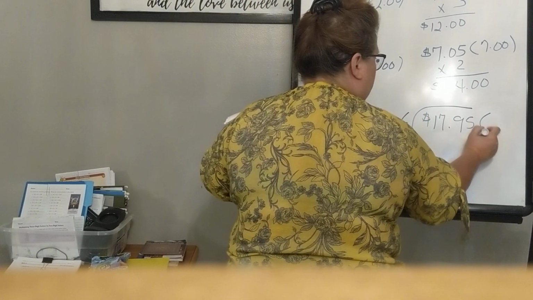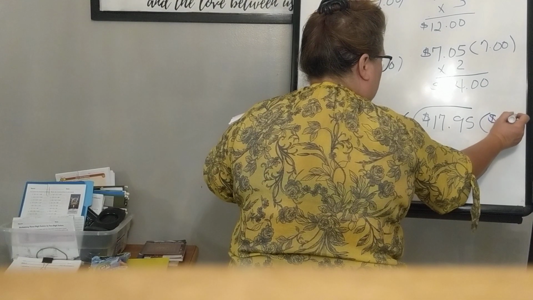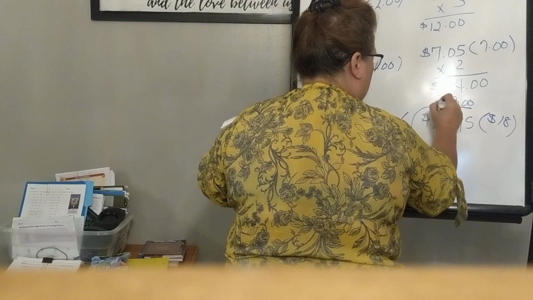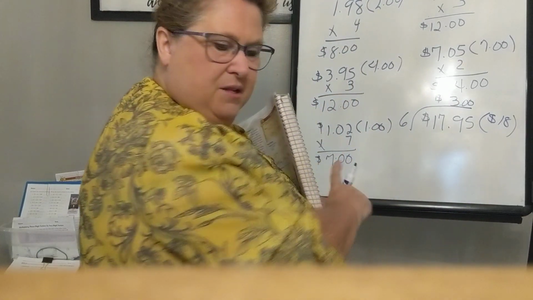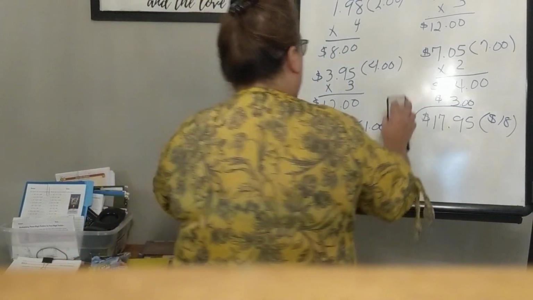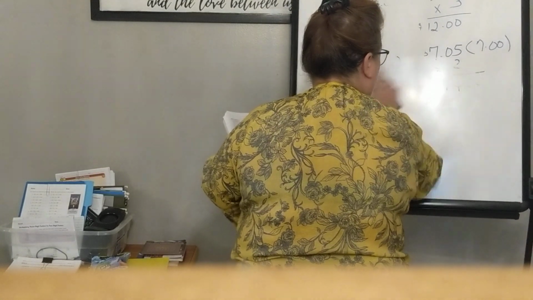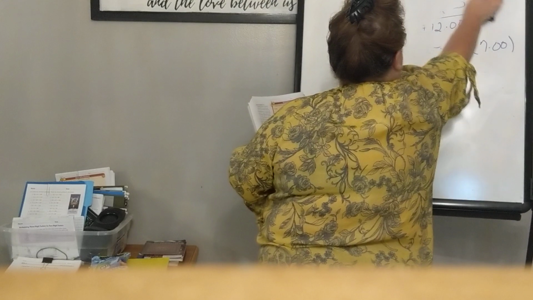So $17.95 still rounds to our $18, and then $18 divided by 6 would be 3. So our answer would be $3 would be our estimated answer, okay? I feel like you can probably go ahead and finish those up on your own in your book. Be sure and do finish that before you start your interactive worksheet, though, okay?